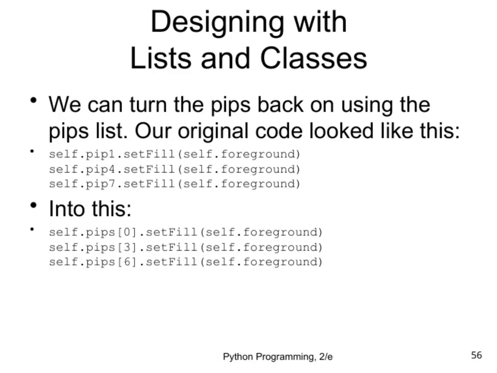Now we can turn the pips back on using the pips list. Our original code looked like this: self.pip1.setFill(self.foreground), self.pip4.setFill(self.foreground), and self.pip7.setFill(self.foreground). But instead of referencing each pip individually, we can simplify that by using the list. So it becomes self.pips[0].setFill(self.foreground), self.pips[3].setFill(self.foreground), and self.pips[6].setFill(self.foreground). This approach highlights how designing with lists and classes makes our code more efficient and easier to manage. It's a great example of leveraging data structures to improve clarity and scalability in our programs.